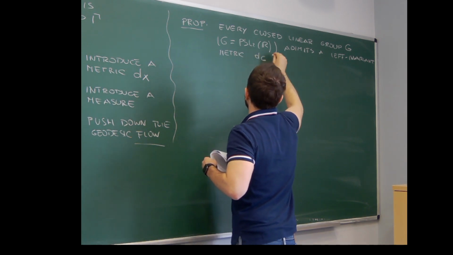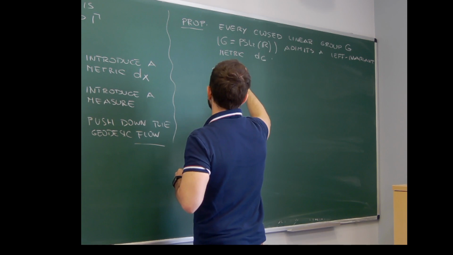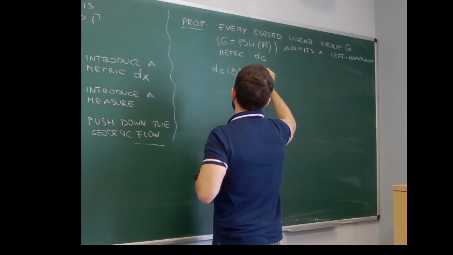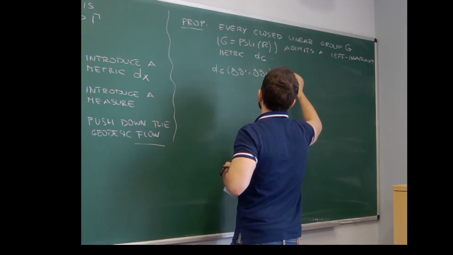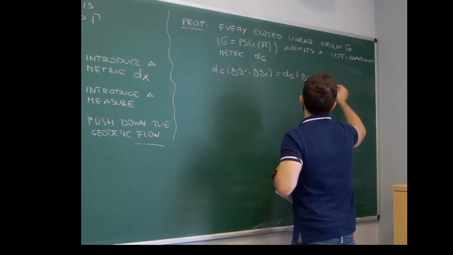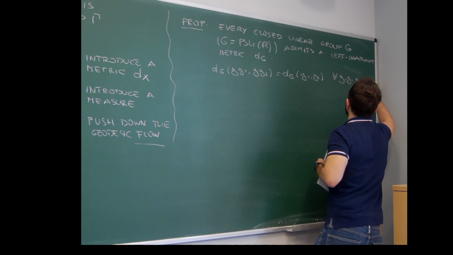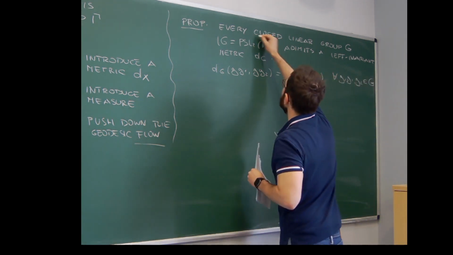dg. Left invariant means that if you take two elements in G, G1 and G2, and you consider the distance between g G1 and g G2, this is also equal to the distance between G1 and G2, for all g, G1 and G2. Okay, and what is a closed linear group?